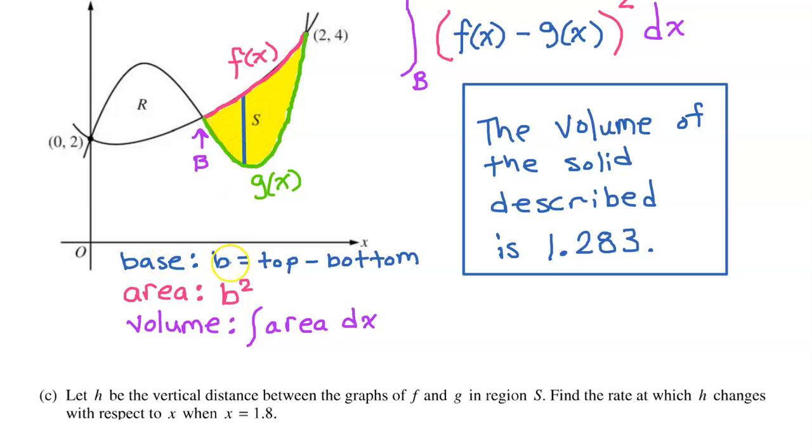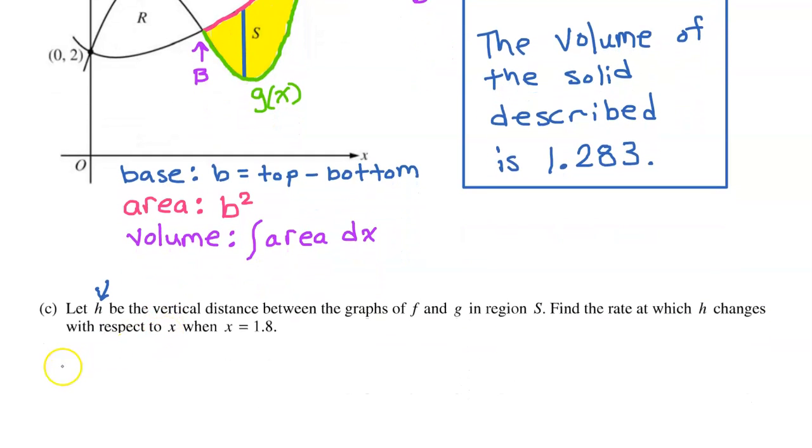And we found that distance by subtracting the top function minus the bottom function. And we found that it was f of x minus g of x. So just instead of calling it b, they're now calling it h. So let's just copy that down. So h, the distance between f and g, will be the top function minus the bottom function. So f of x minus g of x.